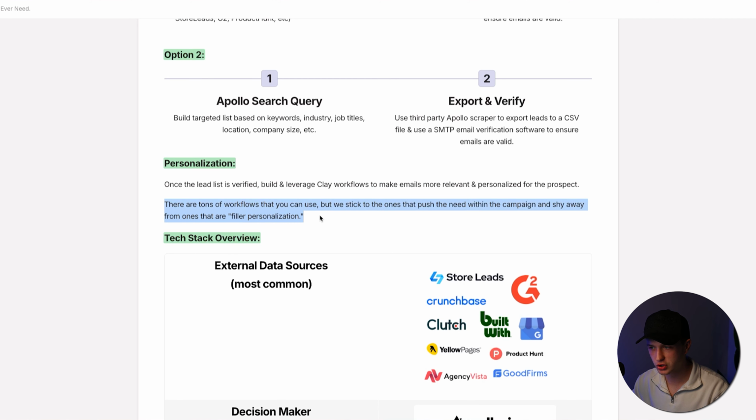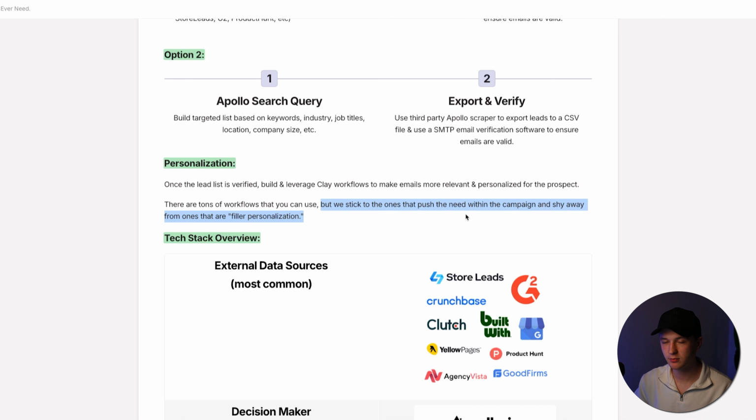Now, there are tons of workflows that you can use, pre-built ones that are available publicly, ones that are already made in Clay, but we stick to the ones that actually push the needle and aren't just vanity workflows, where it's filler personalization. Like, "Hey, I saw you went to this school in this town, I love the pizza place there," or something like that. You get those emails where it's filler personalization and you can tell that it's not real, right?